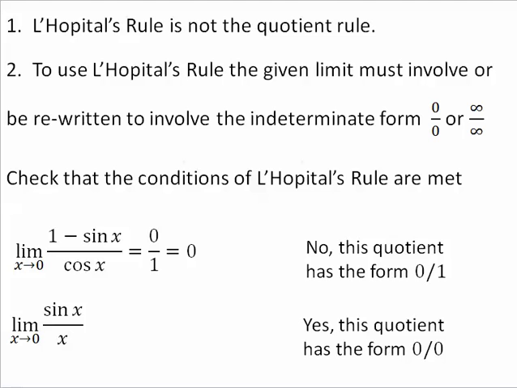Now, how about the second one? The second one, yeah. This has the form 0 over 0, and so I can use L'Hopital's rule, and I get that the limit is equal to 1. So you should always check to see whether or not L'Hopital's rule can be used.